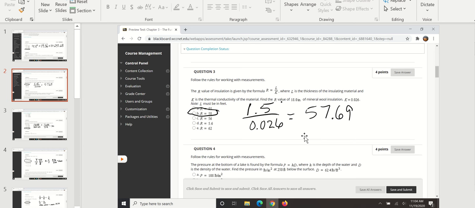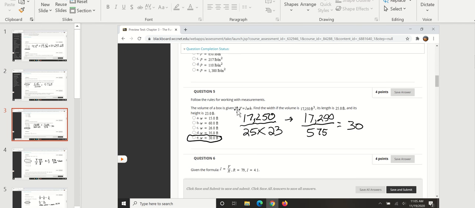On question number 3, this is a formula for R value, or insulation value, and it is the thickness and the thermal conductivity. Simply, the thickness L is 1.5, and it tells you here that you must use feet, even though it says 18 inches here. It has to be converted to feet, which is 1.5. The insulation value is 0.026. When you do the math here, it's 57.69. 58 is the correct answer.